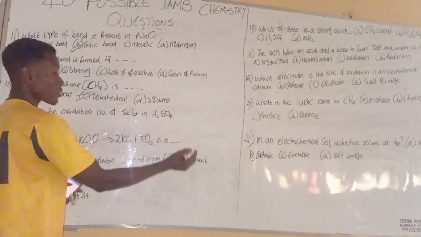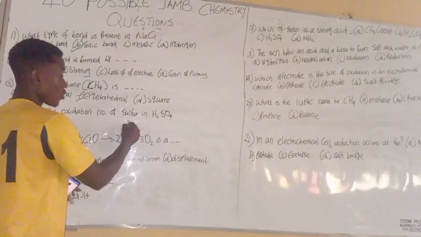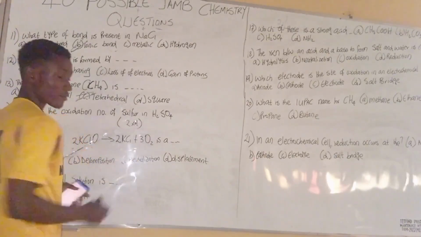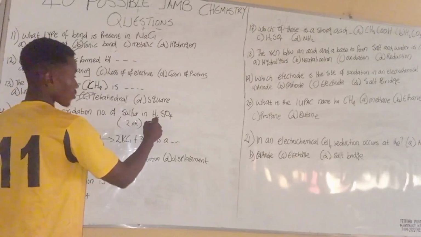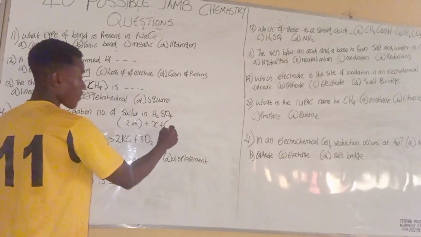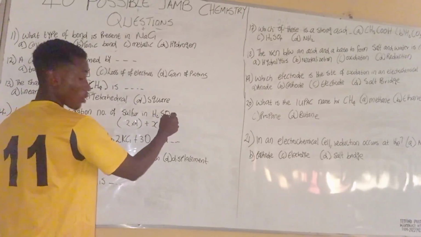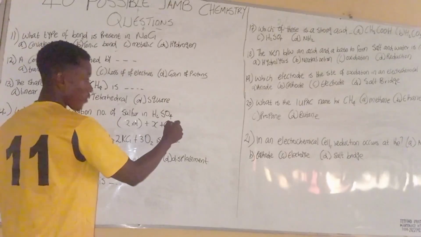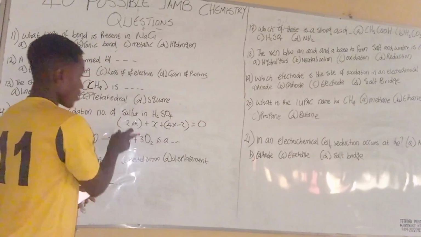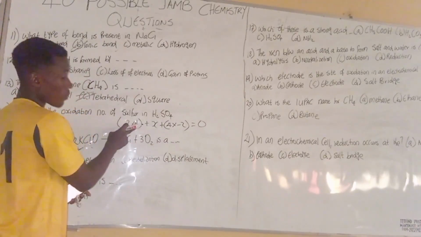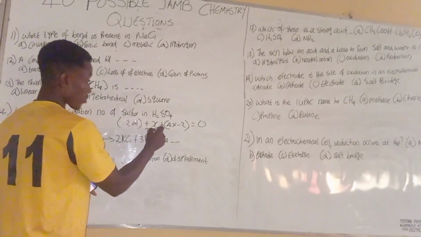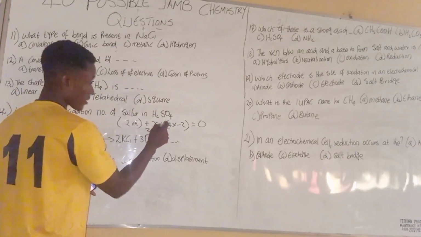So to solve this, we are going to manage this small space here. We simply do something like this. 2 times +1, plus x, which is our sulfur, plus open bracket, 4 times -2, is equal to 0. So 2 times 1 is 2, plus x.